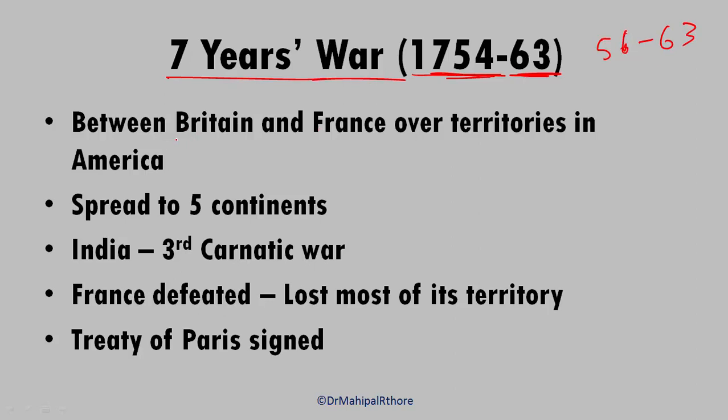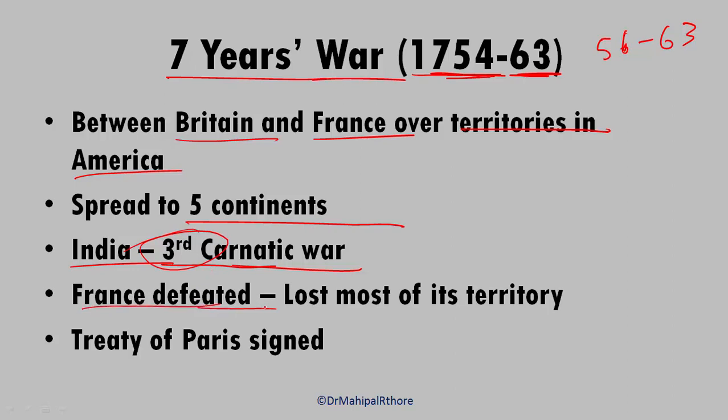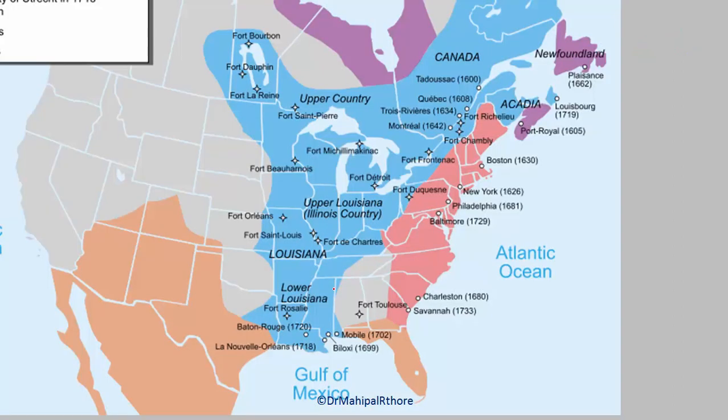So it was fought between Britain and France over territories in America, and since they both were colonial powers with colonies all around the world, it soon spread to 5 continents. In India, this was manifested in the Third Carnatic War. Remember this while reading modern Indian history, you have to link both of them. France was defeated in this Seven Years' War and it lost most of its territory in North America. The Treaty of Paris was signed in 1763 and this is how the war ended.